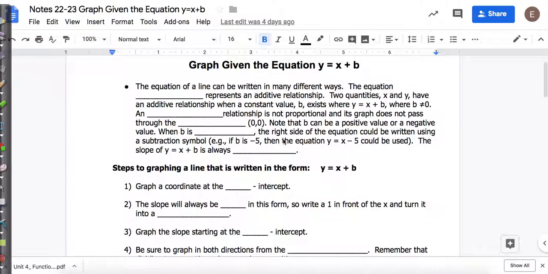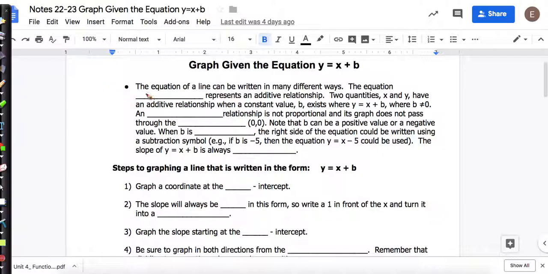Welcome to my video on graphing given the equation y equals x plus b. So previously in this unit, we learned the equation y equals mx and that went through the origin. Now y equals x plus b is going to go through a different spot, and we're going to learn that today. So the equation of a line can be written in many different ways.